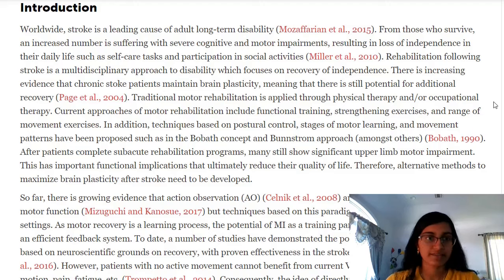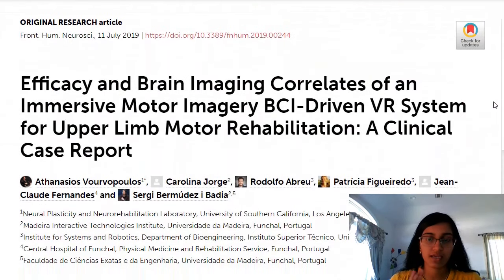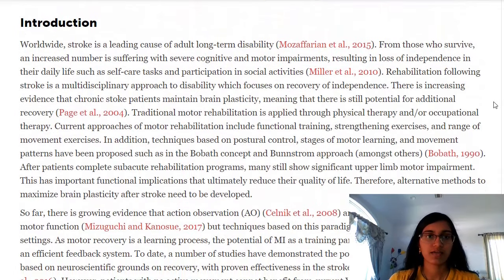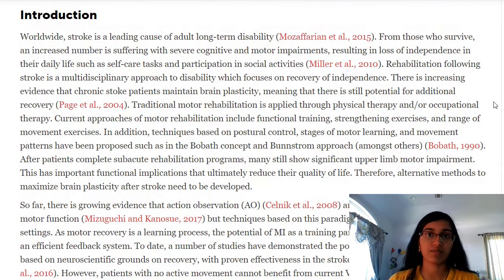Okay, so let's take a look at this. They say that worldwide, stroke is a leading cause of adult long-term disability. So straight away we can tell that when they talk in the title about upper limb motor rehabilitation, the motor rehabilitation they're referring to is most likely to rehabilitate from the effects of stroke. So they say, from those who survive, an increased number is suffering with severe cognitive and motor impairments, resulting in loss of independence in their daily life, such as self-care tasks and participation in social activities.